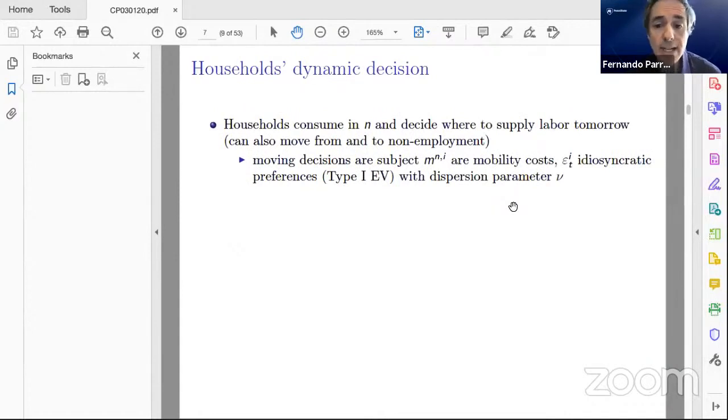So starting with the household dynamic decisions, households are going to consume in a given location and are going to decide where to supply labor tomorrow. We're also going to take into account in the model transitions, not only across location, but also between non-employment and employment. These moving decisions by households are going to be subject to mobility frictions, M, and subject to idiosyncratic shocks, epsilons, that are going to be a realization from a type 1 extreme value distribution that is going to allow us, as in recent literature, to aggregate the behavior of individual households.